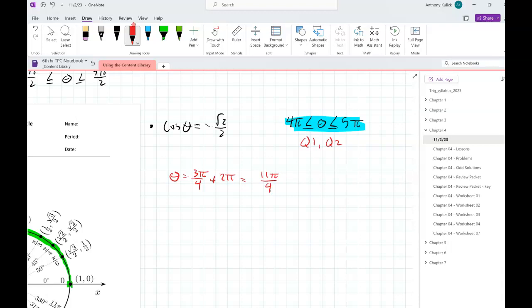Again, I made a common denominator. I just didn't write out the steps to do that. So that, as a decimal, is 2.75. Still too small, right? What am I going to do? Add 2 pi again. So that's going to give me 19 pi over 4. So that's 4.75 pi. That's good.